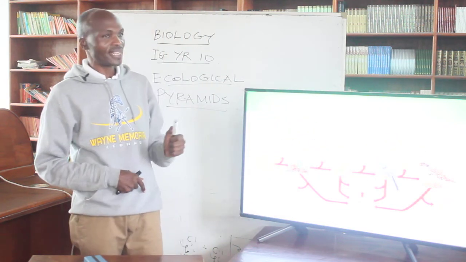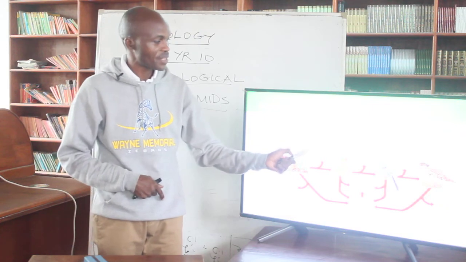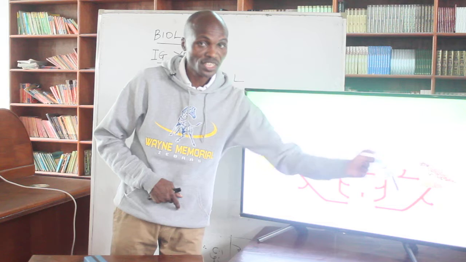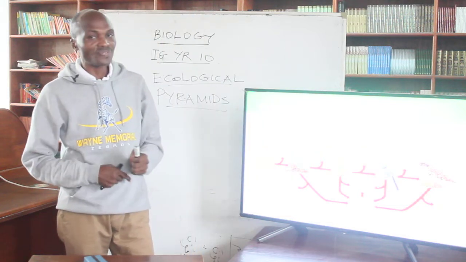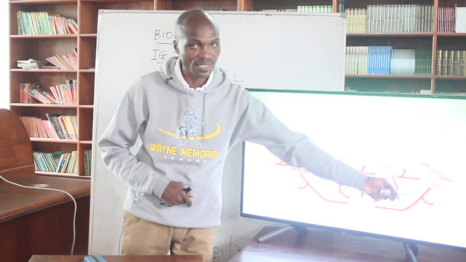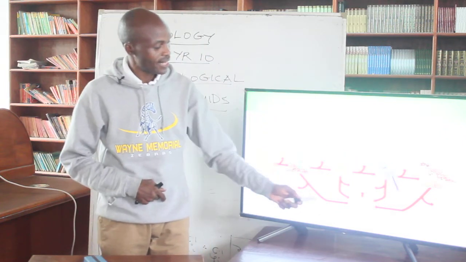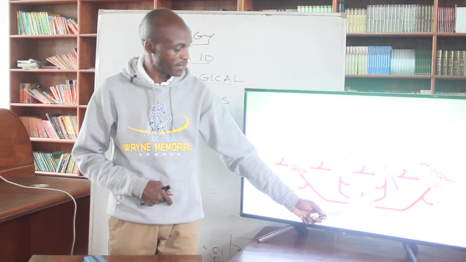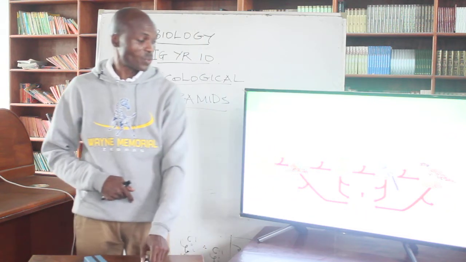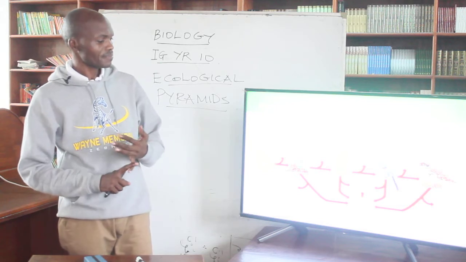Now, in terms of feeding levels, we have the producer, primary consumer, secondary consumer, and the tertiary consumer. So those are the different types of levels that we have. Now, at the end of any food chain, we normally have the last base, which is mainly composed of decomposers. These are the decomposers, which are actually the bacteria and the fungi.